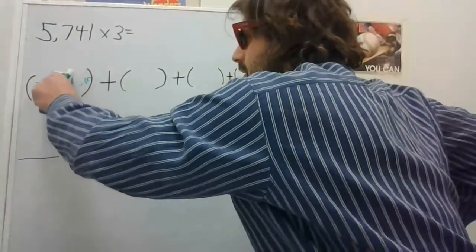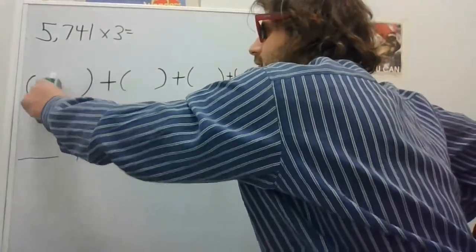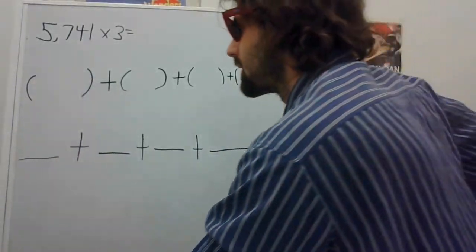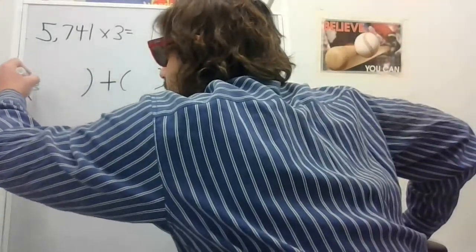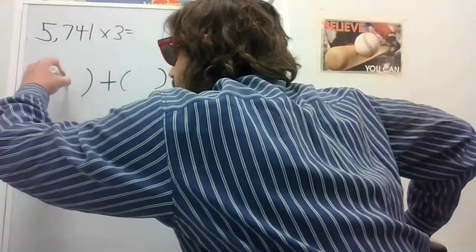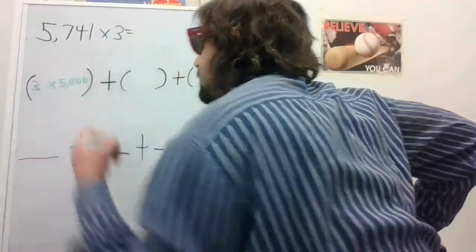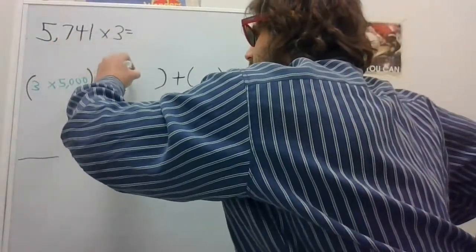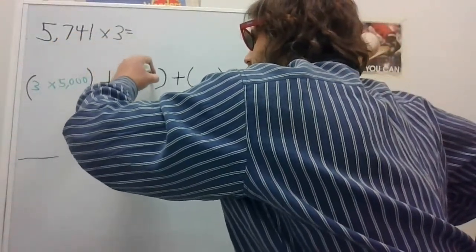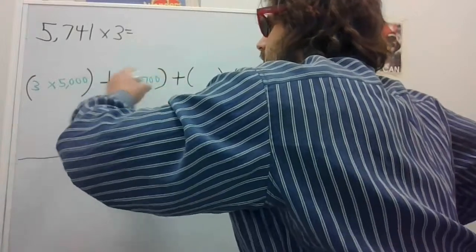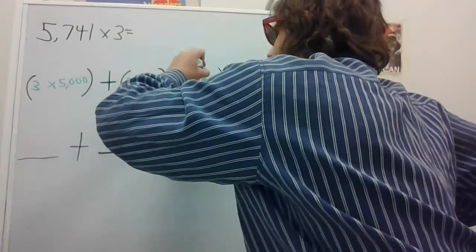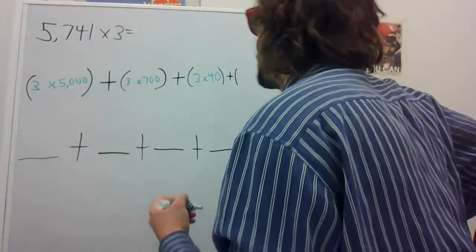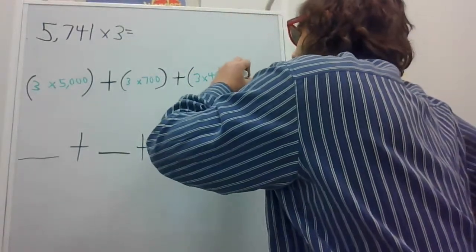Let me fit it a little so y'all can see it. All right. 3 times 5,000. So there's 700s, and that's a value of 700. 3 times 700. 4 tens, that's a value of 40. 3 times 40. And there's 1, so 3 times 1.